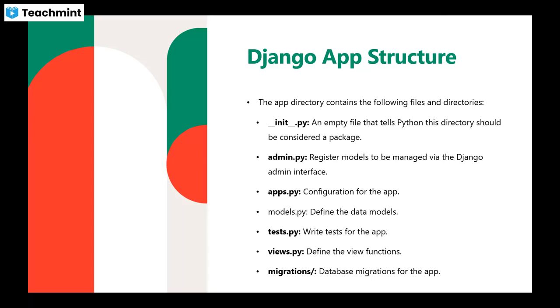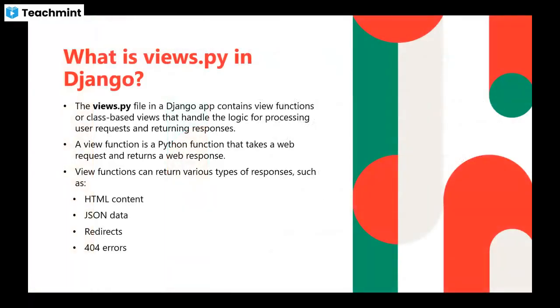So next, what is views.py in Django? I have already said that this file in Django contains view functions or class-based views that handle the logic for processing user requests and returning responses. A view function is a Python function that takes a web request and returns a web response. View functions can return various types of responses such as HTML content, JSON data, redirects, and 404 errors. I will explain what a view function actually is again, so that you will easily understand the flow of programming.